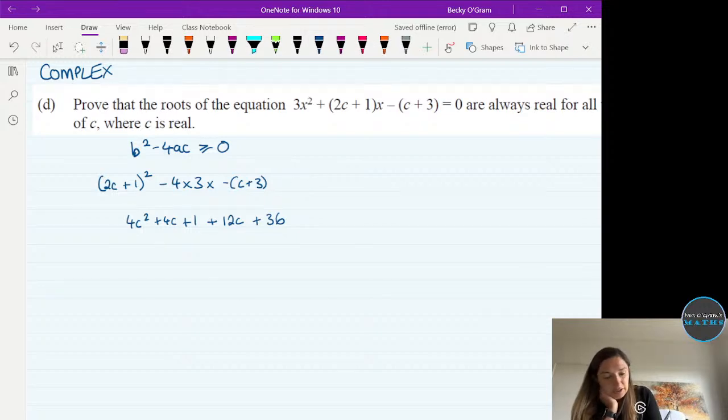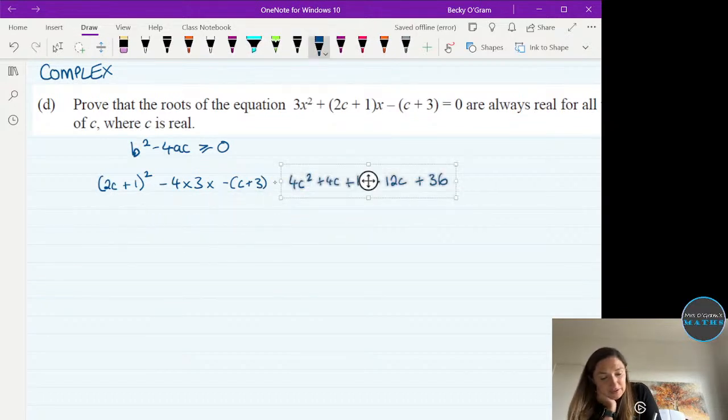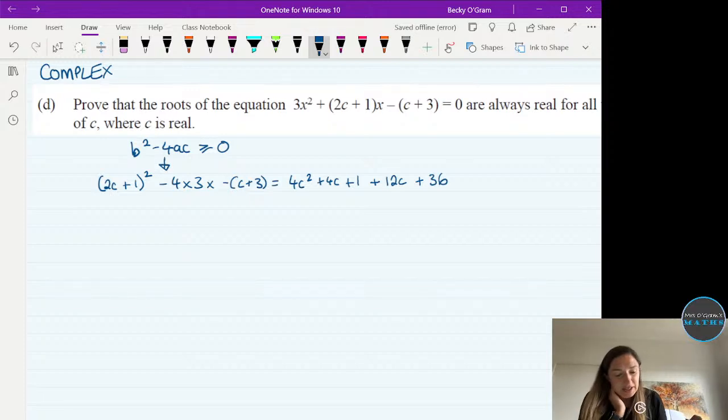So, in fact, let me just write that over this side here, because that's what b squared is, that portion there, and we're saying what it's equal to. My aim is to show that whatever that comes out to, it will always be positive or greater than or equal to 0.